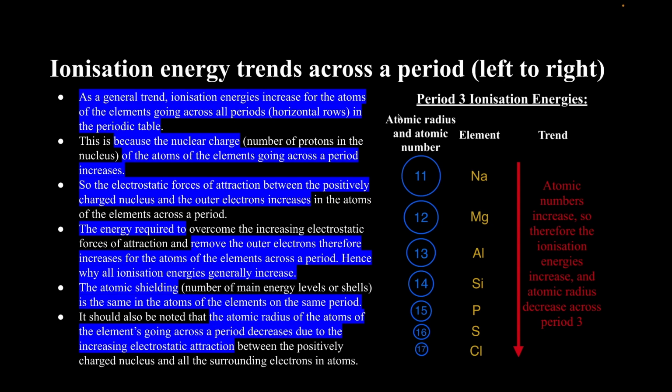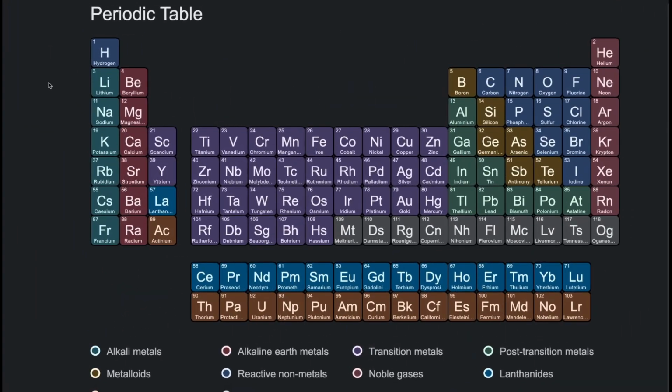So now let's look at the ionization energy trends across a period, from left to right. As a general trend, ionization energies increase for the atoms of the elements going across all periods. And periods are horizontal rows in the periodic table. So an example of a horizontal row can be from lithium all the way to neon, from sodium all the way to argon, from potassium all the way to krypton. These are rows in the periodic table, and these are the periods.